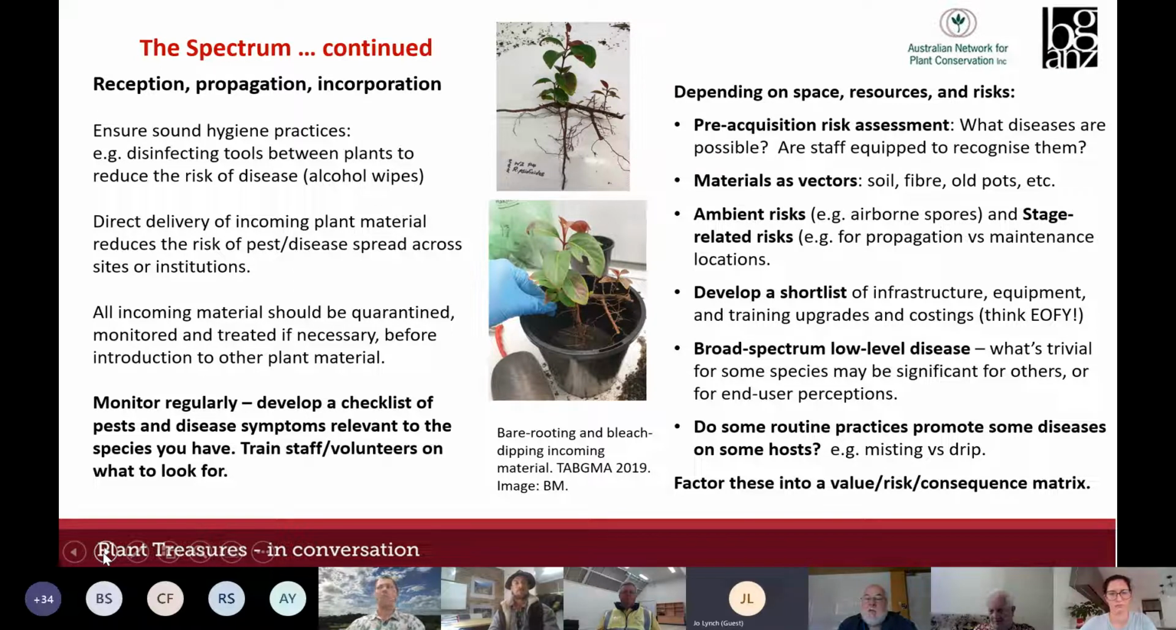But it's worth noting that you should develop a short list of infrastructure, equipment and training that you might think are desirable for phytosanitation, and keep that in your bottom drawer or your top drawer indeed, with a view to funding opportunities that may come out of nowhere, like end of financial year underspends and things of that sort, because you may be able to acquire quite a lot of gear there that's not on your general budget. It's also important to consider broad spectrum low level disease, not just the big killers like Phytophthora and myrtle rust and things of that sort. Okay, next slide.